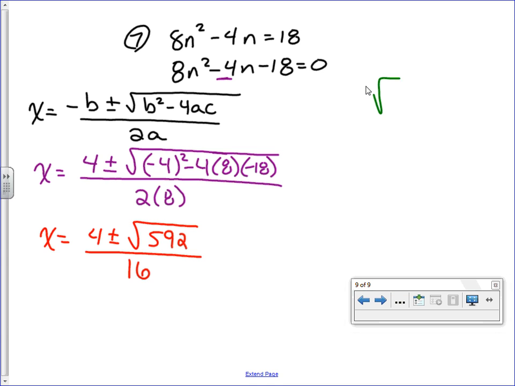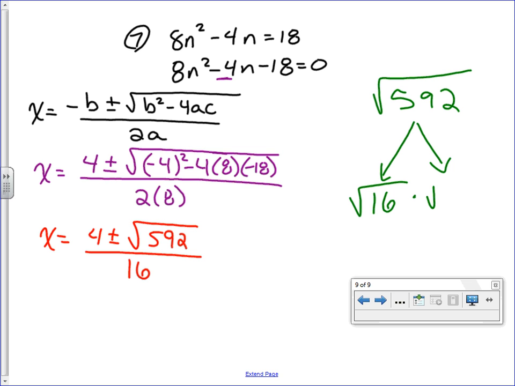This is some scratch work. You don't have to write this; I'm just showing you what I'm doing out to the side. With 592, I want to see if I can come up with numbers that I can multiply together to get 592. Here are the numbers I came up with: 16 and, I believe, 37. Let's double check that: 16 times 37. I think that's 592, right?